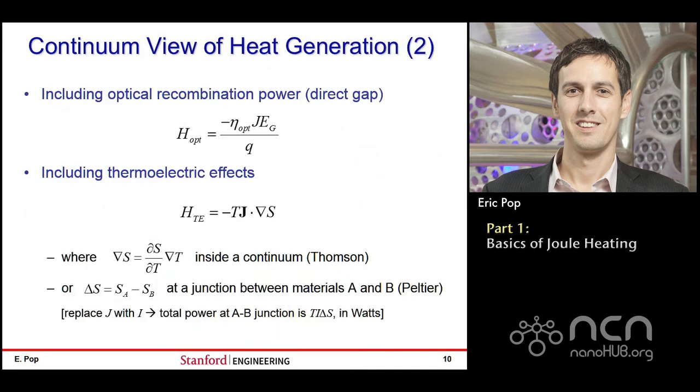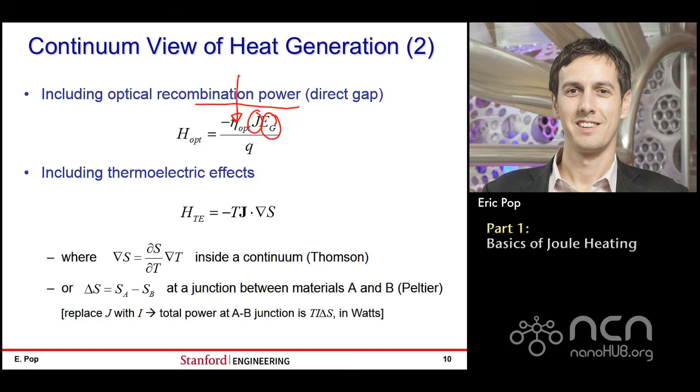All right. Now, if we were to look at direct band gap materials, of course, we would also need to subtract the optical recombination power. And here again, we have the same current density, J. We have the band gap, which could be corrected for 3 kT. And we have the optical quantum efficiency, eta optical. Q, of course, is the elementary charge.